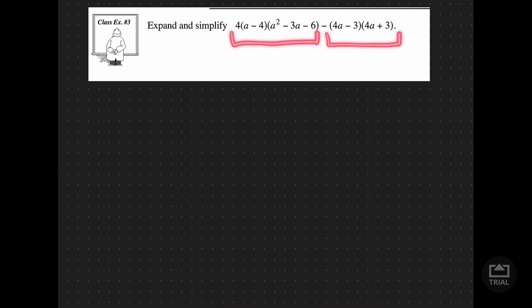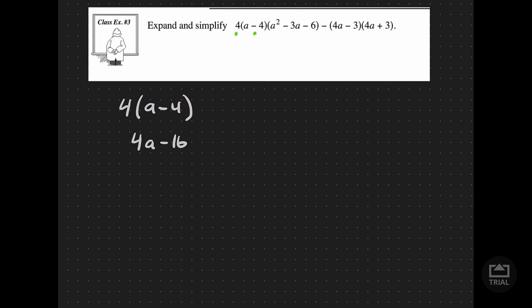So right now, let's deal with the left side. The first thing I'm going to do is multiply these two terms right here, the 4 times this binomial. Okay, so I get a 4. I'm going to do this in gray again. A 4 times an a minus 4 is going to give us 4a minus 16. And I want to put that in brackets, and now I'll multiply it to that trinomial that is also on the left side of this expression.